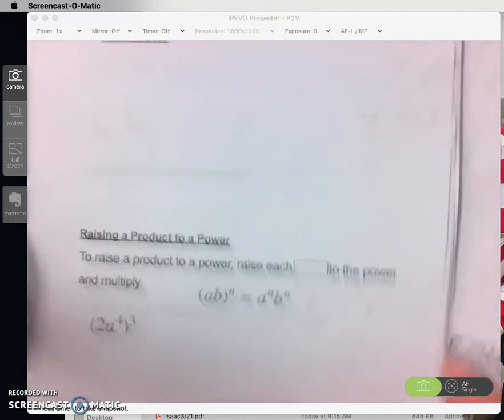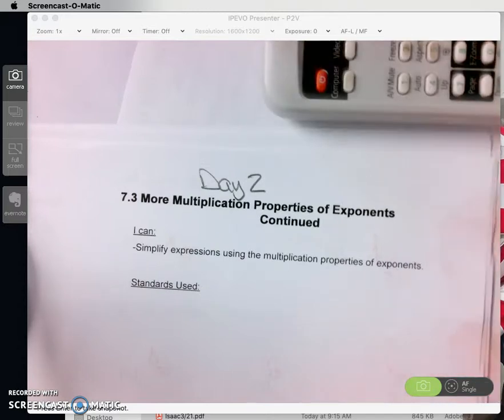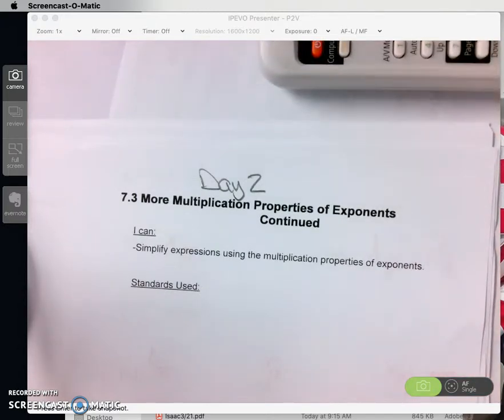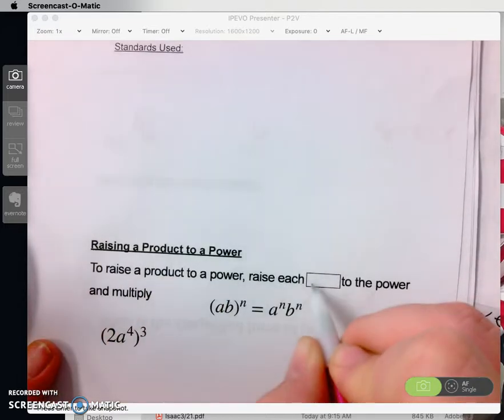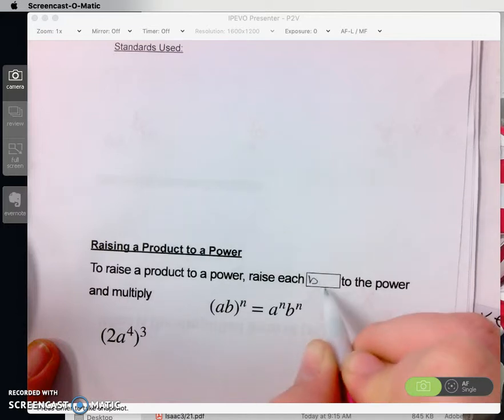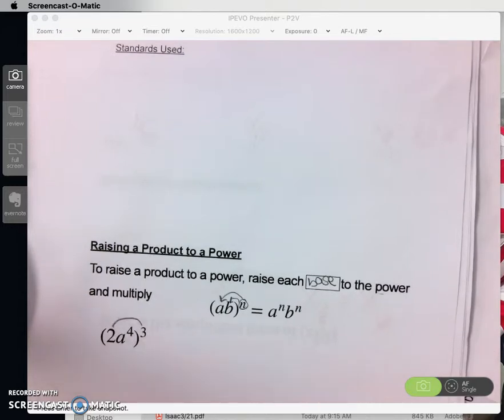Now again, this is going to be day 2, but that only took 4 minutes, so I'm going to put the videos together. To raise a product to a power, raise each base to the power and multiply. So here this means that I'm almost distributing this in here. So 2 is to the 3rd power, and then it's a to the 4th to the 3rd.